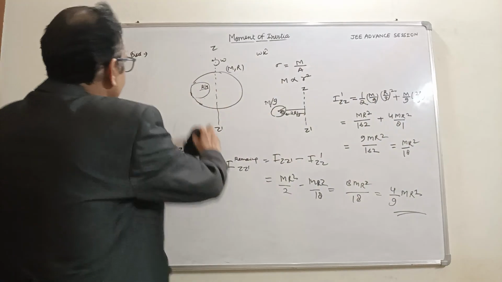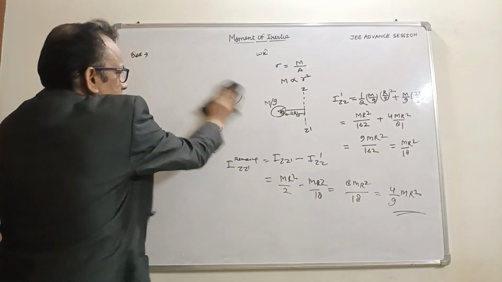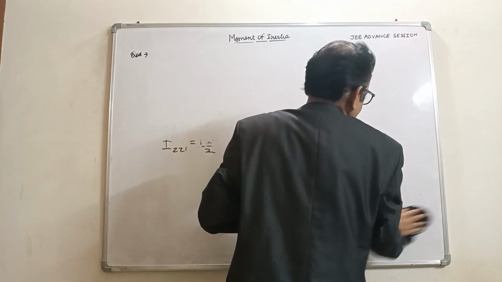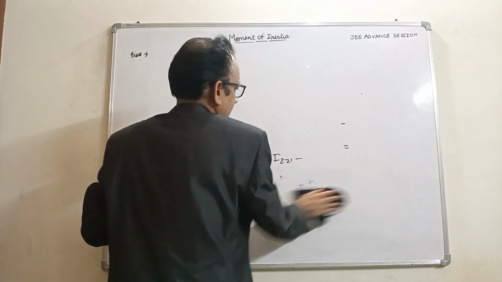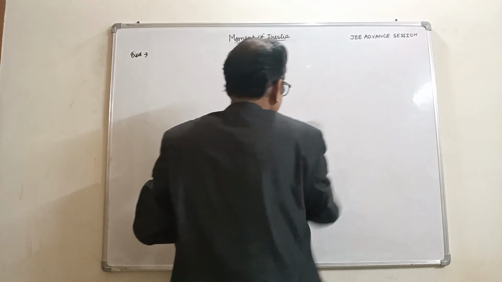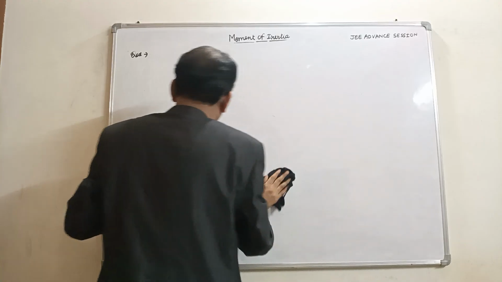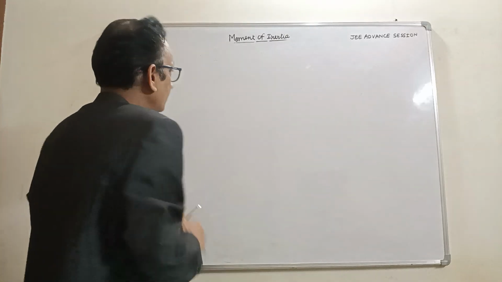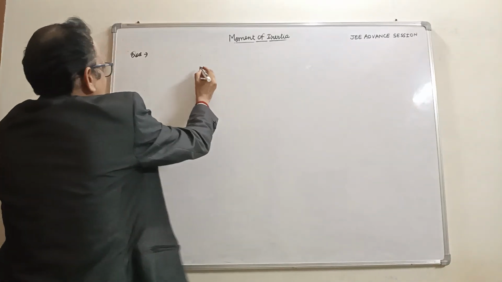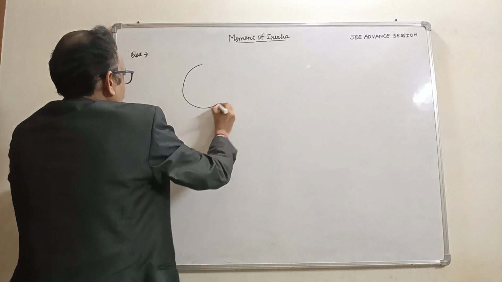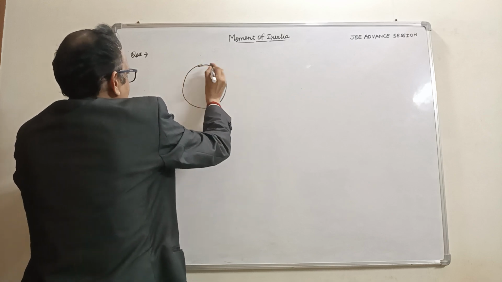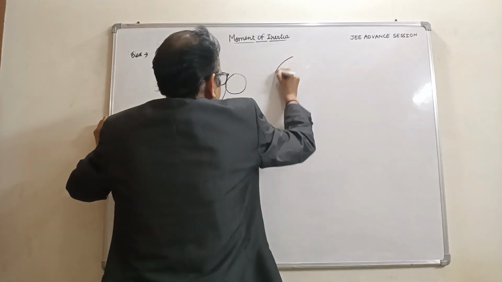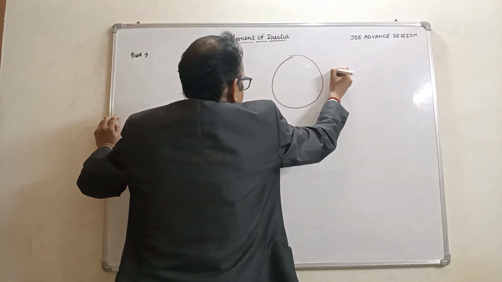So another question. This question was asked in NEET 2026 this year. In this question, two hollow spheres are given here. The first is this, and the second scenario is this.